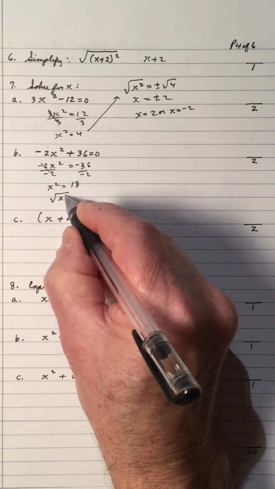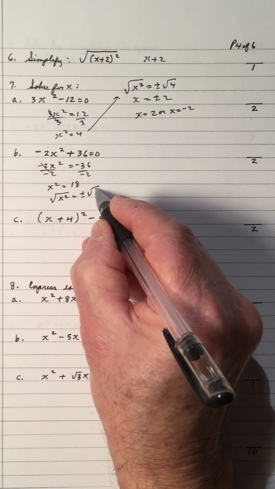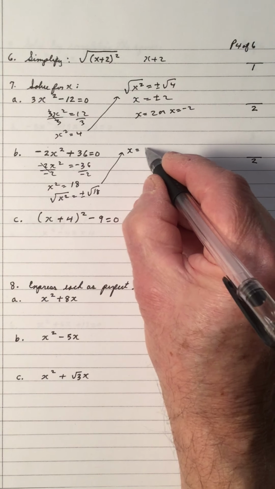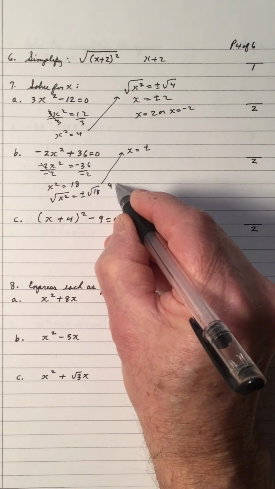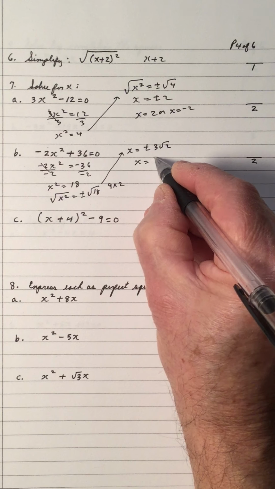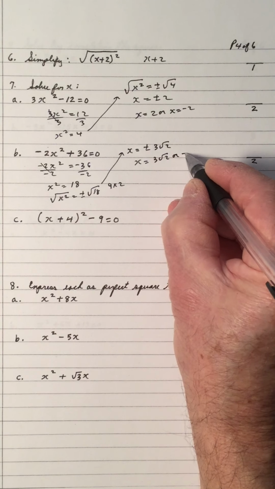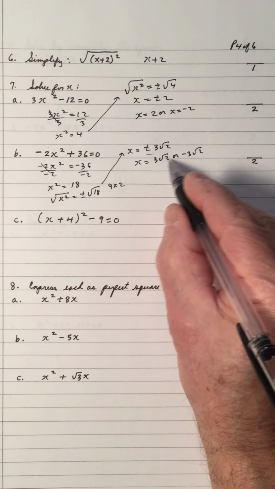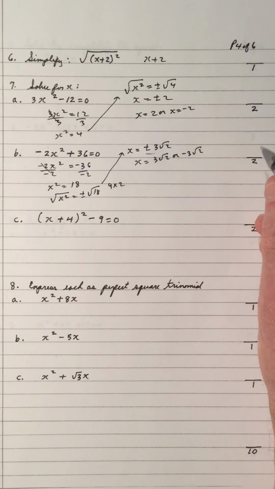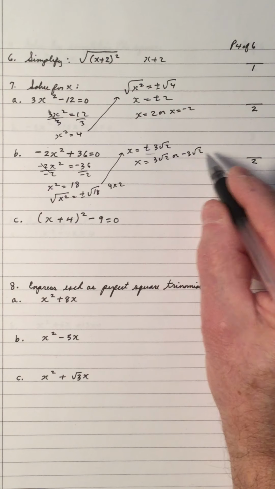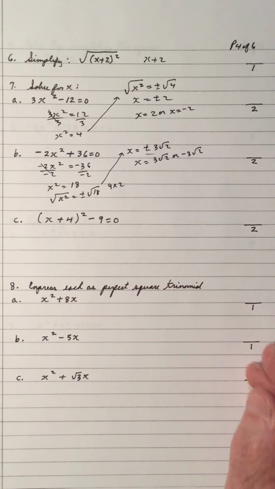And the square root of x squared equals plus or minus the square root of 18. And square root of x squared is x. Plus or minus, 18 is 9 times 2, so that's a 3 root 2. So x is 3 root 2 or negative 3 root 2. This is okay as an answer, or you can give these two, your choice. So it's a mark for each answer for both of these. So you get 2 marks in total.